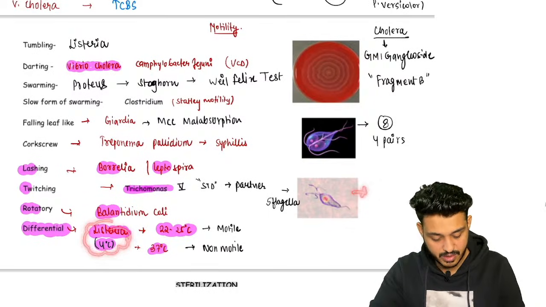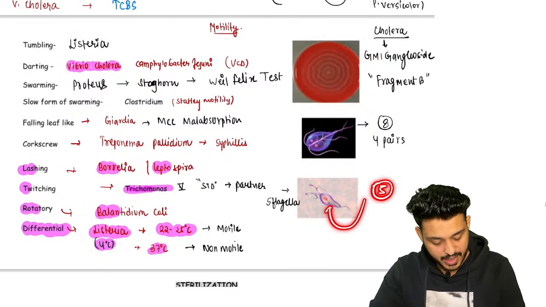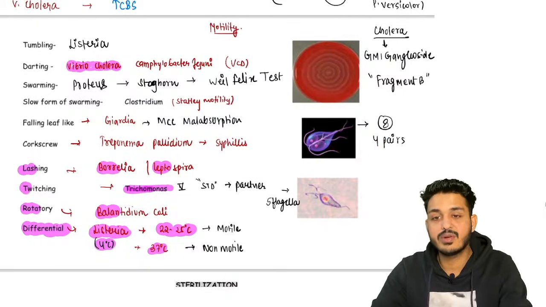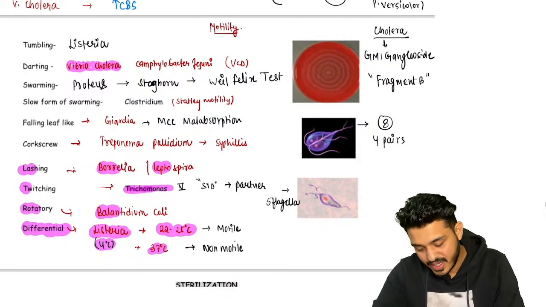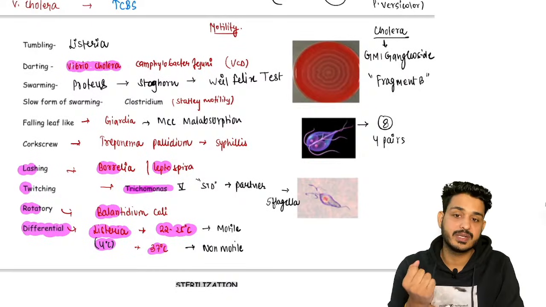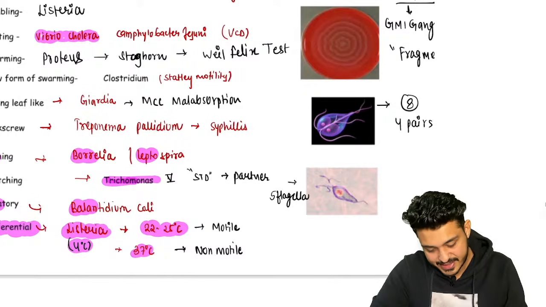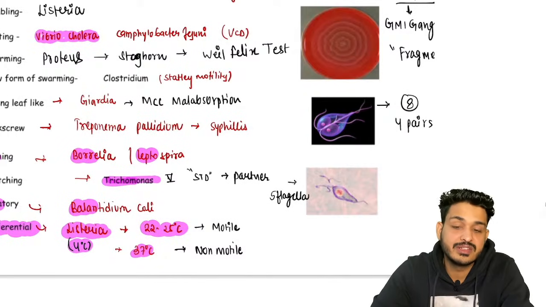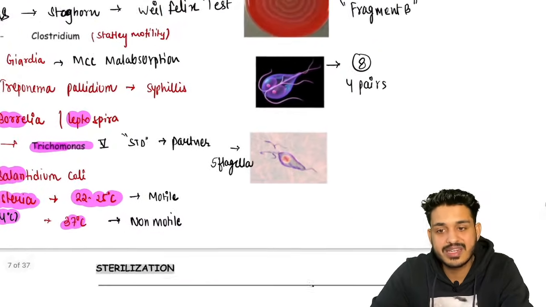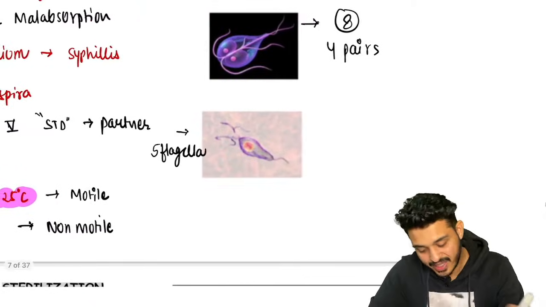5 flagella is seen with Trichomonas vaginalis, and this is going to have what? 4 pairs of flagella. This Trichomonas vaginalis is going to cause what? This is going to cause infection, which is going to have what? Discharge. What kind of discharge will be there?